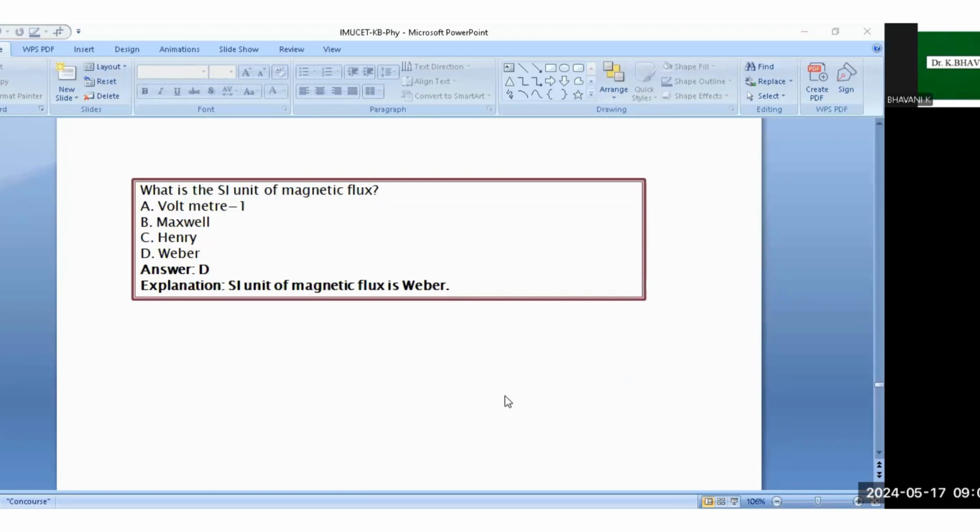Next, what is the SI unit of magnetic flux? That is Weber. The SI unit of magnetic flux is Weber.